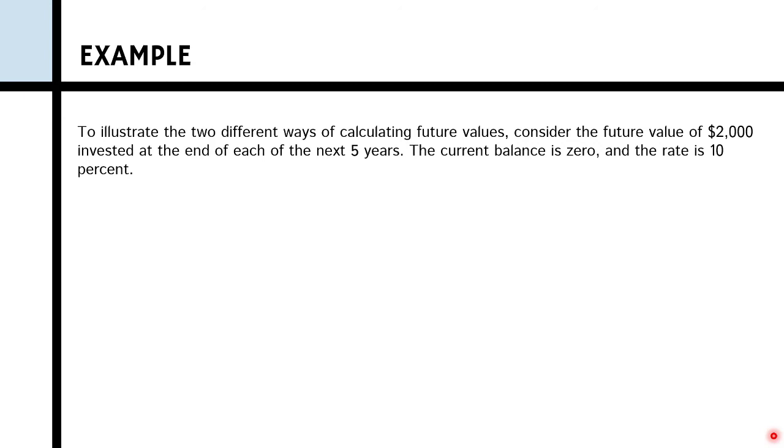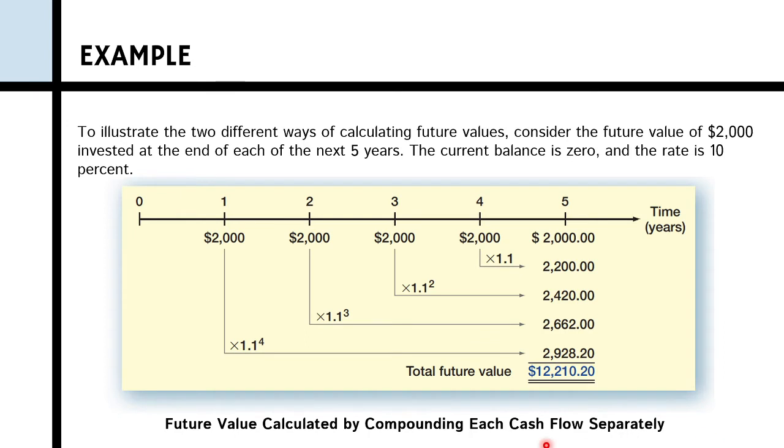So next technique, same problem pa rin, pero this time, we will compound each cash flow separately. So this 2,000 in year 1, ito times natin siya sa 1.1 raised to 4. Bakit raised to 4? Kasi it will earn interest for 1, 2, 3, 4 periods. And it will be 2,928.20. This 2,000 in year 2, ito times natin sa 1.1 raised to 3.